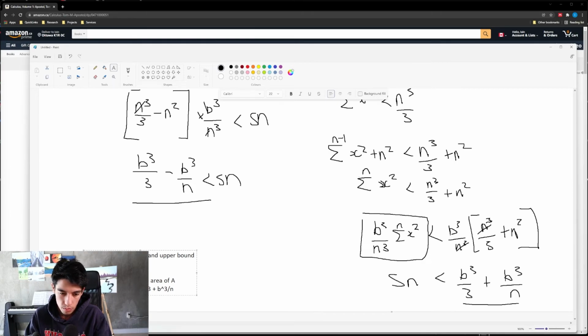the b cubed over 3 by n cubed multiplied by 1 squared plus n minus 1 squared, which is smaller than a, which is smaller than the same thing. Which is the same thing as saying Sn is smaller than a, which is smaller than S of n.